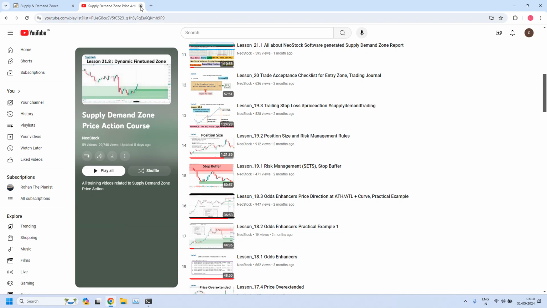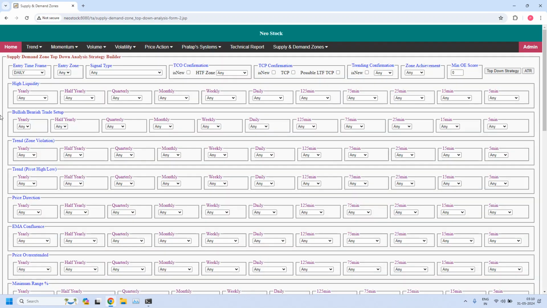Now let's get into the report generation. The first report will identify stocks near demand and supply zones, and then we will also identify daily and 75 minutes high liquidity zone. After that, we will generate a monthly income trade, weekly income trade, and a daily income trade reports.